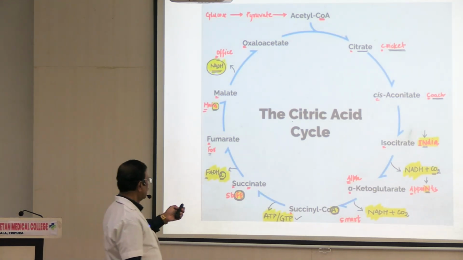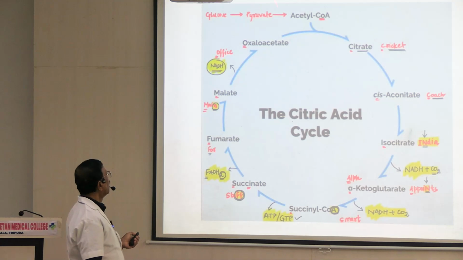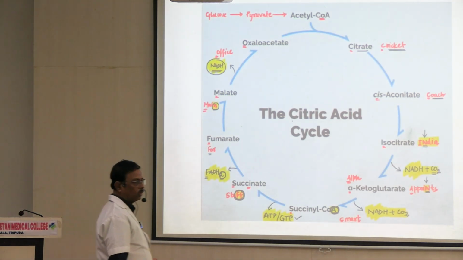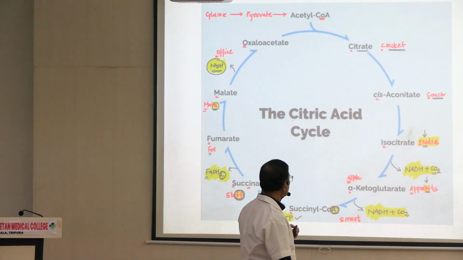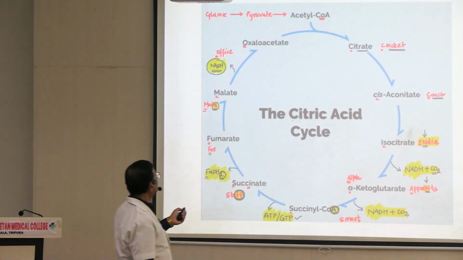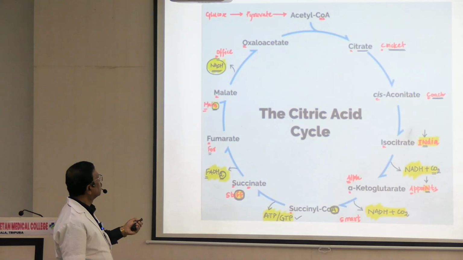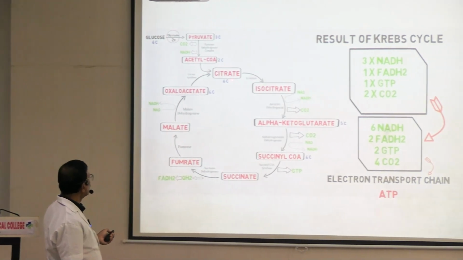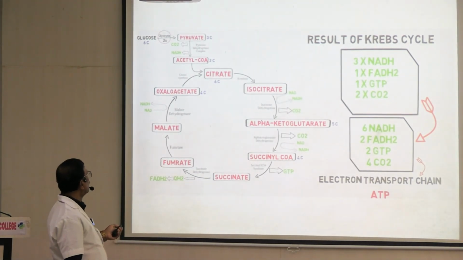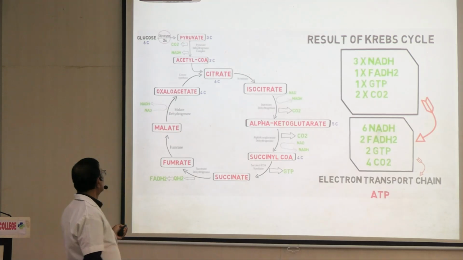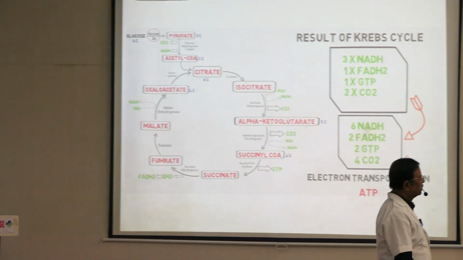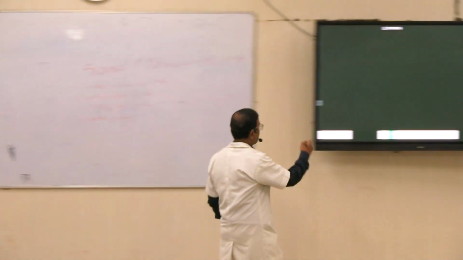Okay? So, in this pathway, the acetyl-CoA and oxaloacetate combine to form citrate. This is a 4-carbon compound, this is a 2-carbon compound. So, they will produce a 6-carbon compound, citrate. The enzyme is citrate synthase.